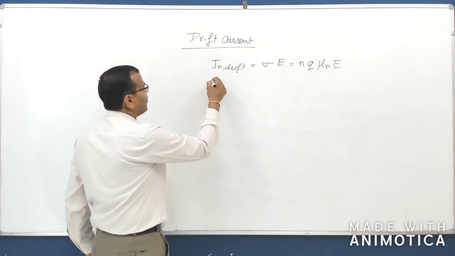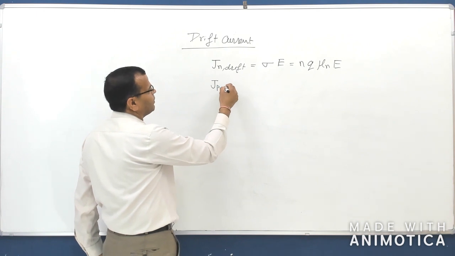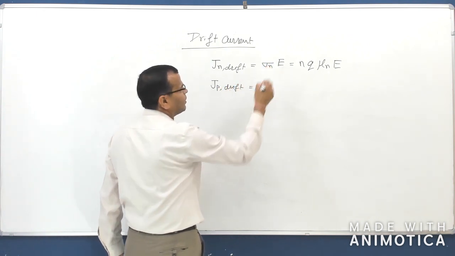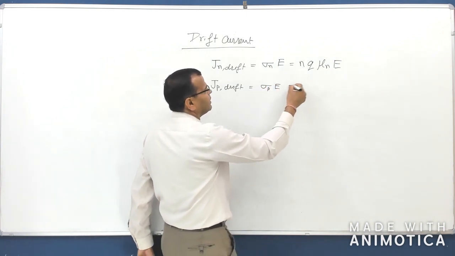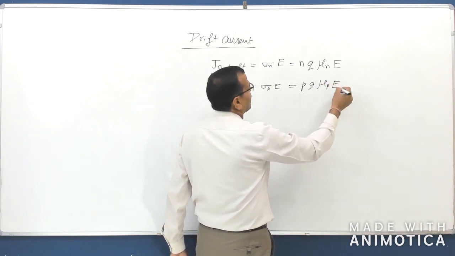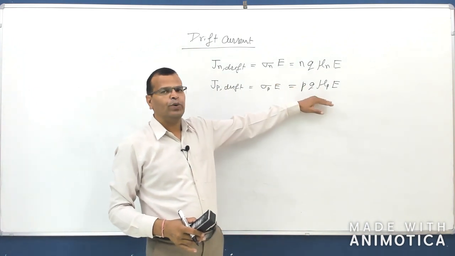Now the second component of the current density is because of holes, so that is drift current because of holes. That is equal to sigma, this was because of electrons, this is sigma because of holes, and that is nothing but p q mu p into electric field. So that is drift current because of holes.